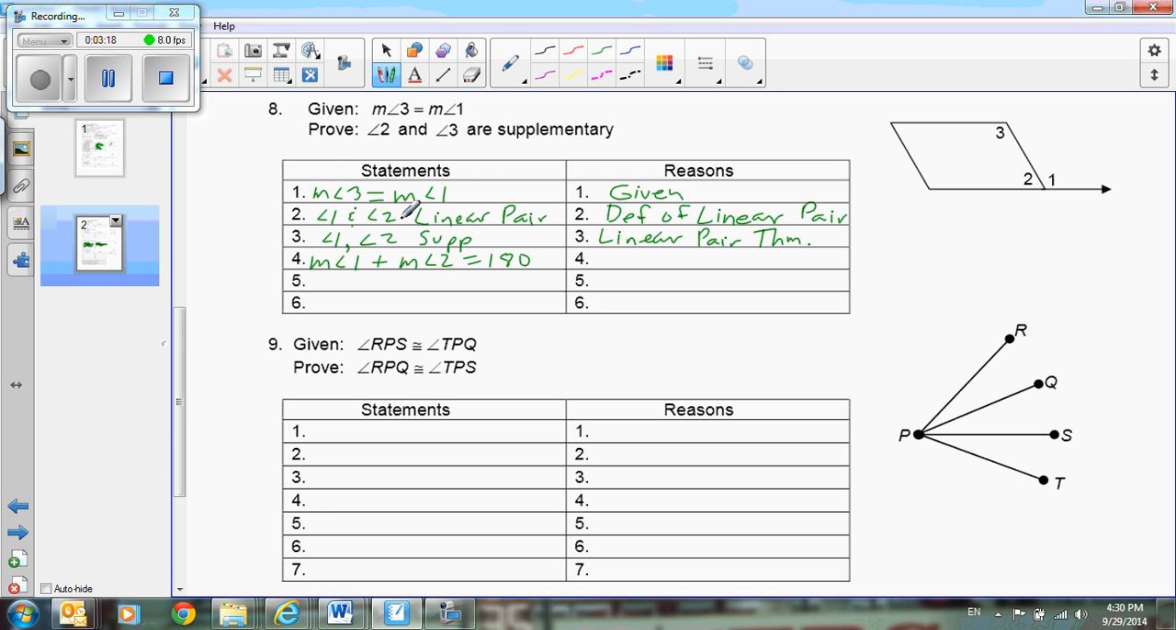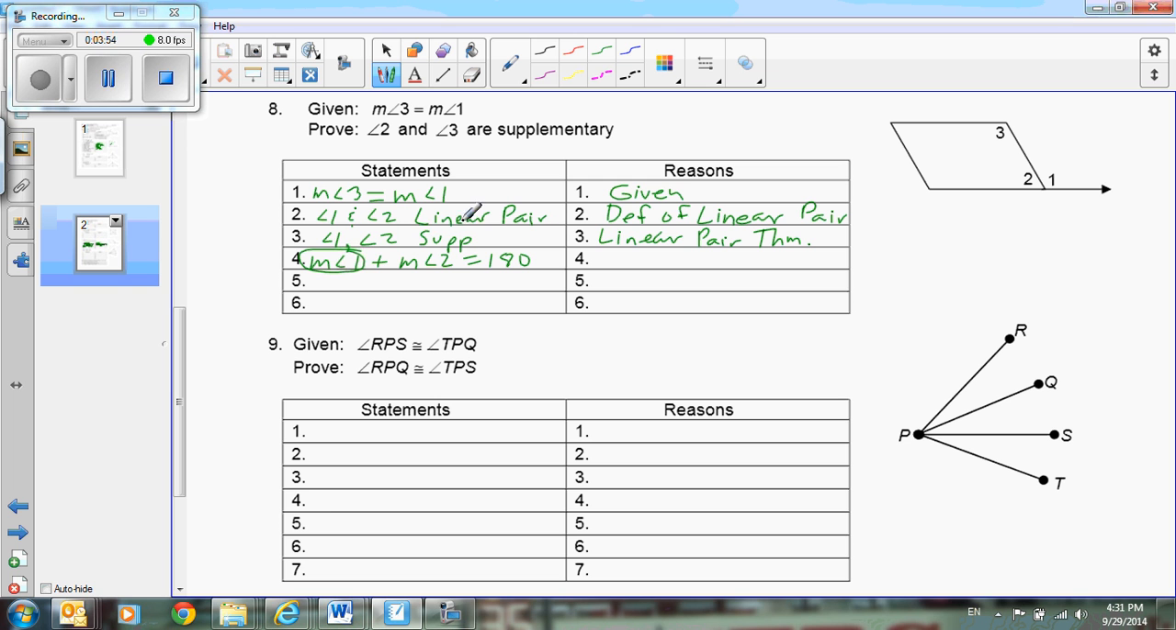Take a look at step 1 where we said that the measure of 3 and the measure of 1 were the same. So if the measure of 3 and the measure of 1 are the same, then I can take step 4 and rewrite it, except I'm going to replace the measure of angle 1 with what it's equal to. Instead of writing the measure of angle 1 here, I'm going to replace it with the measure of angle 3 because they are one and the same. So if you would rewrite that, and the reason, remember, if two things are equal, the reason I can replace one with the other is the substitution property.